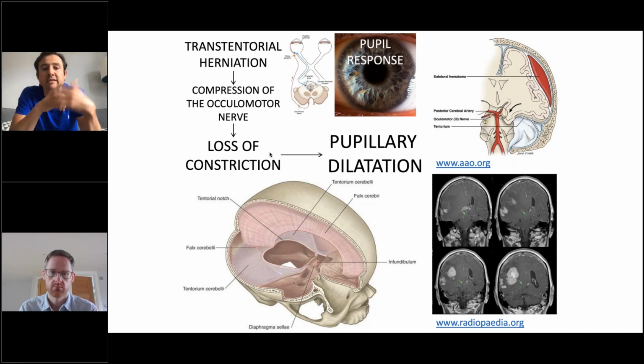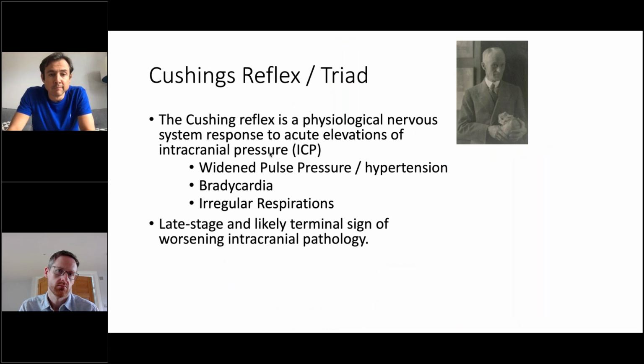So that's why you see a pupillary response, because the oculomotor nerve is being crushed, and the nerves of the parasympathetic line the oculomotor nerve. So that's why you see the pupillary dilatation. So that's the first sign of raised ICP that we look for.